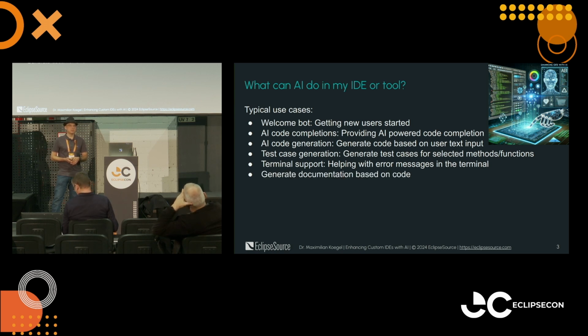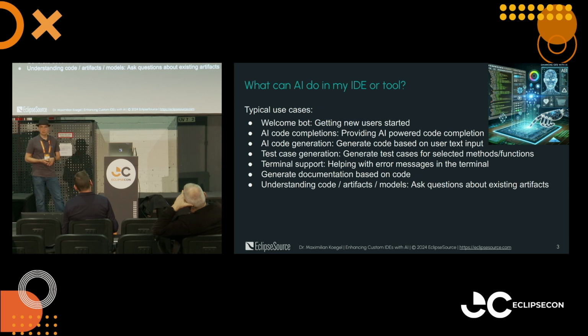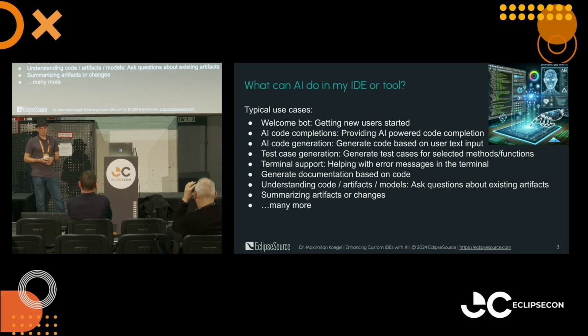Generate documentation based on code that you have. Understanding code, that's also often an overlooked use case. It can really help you to navigate stuff. You can ask questions about code or other artifacts, right? If you have a tool that's a modeling tool, you can also ask questions about your models. Summarizing artifacts, which is also cool. So you can summarize artifacts, again, code or models, or even changes on those artifacts. So coming up with a git commit message, for example. And many more. So that should give you an idea what you could potentially do.